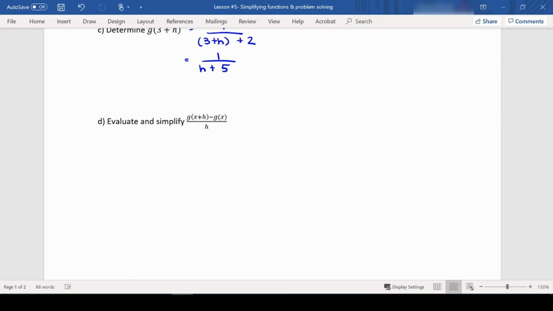So when I do g of x plus h minus g of x over h, I want this fully simplified. I should see no fractions in fractions. I should see anything factored or expanded and simplified where necessary. If you still have a fraction in a fraction, you did not finish, you did not complete the question, okay? You must make sure that this is simplified to one fraction with one numerator and one denominator, okay?